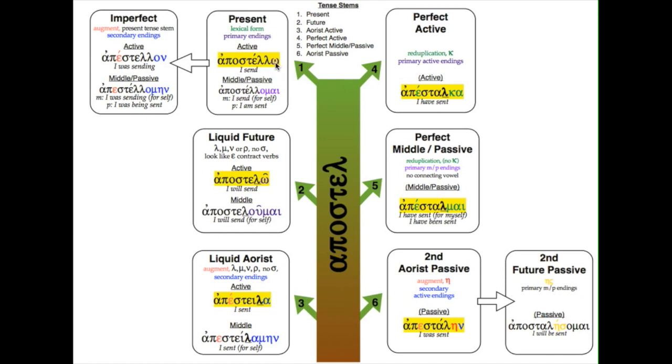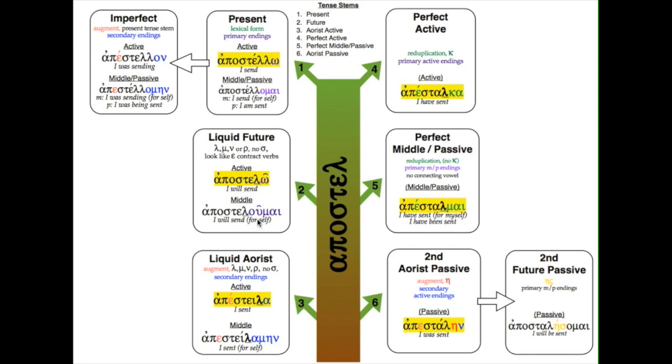We have our primary endings, and then in the middle passives, omai. Now, the imperfect, built off the present, will be an augment and the secondary endings. Where is the augment? Between the preposition and the verb. And notice that in this case, apo became ap-e. The omicron just turned into an epsilon.